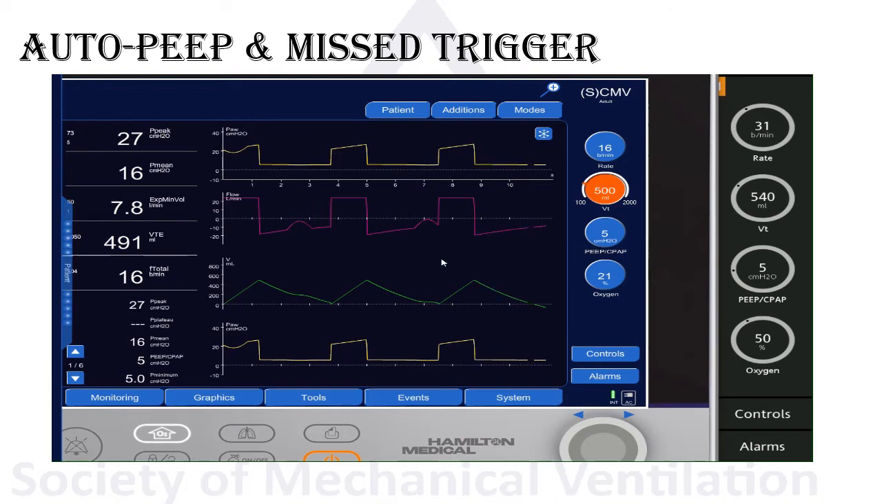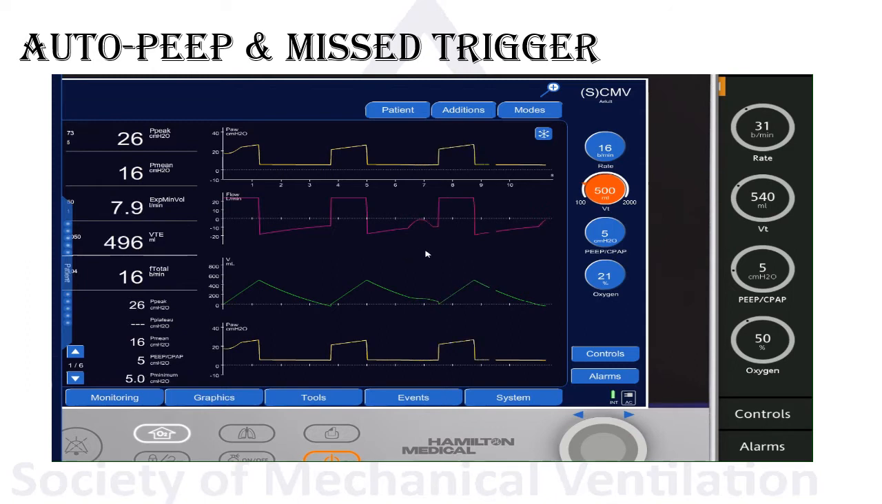of PEEP. So the patient, to trigger the ventilator, has to exert more pressure, overcome that auto PEEP to trigger the vent. So in this case here, you can see there's this bump on the expiratory flow, like this one, but there is no breath triggered immediately after. So this is a missed trigger, a missed effort. And it's important because this can be very uncomfortable for the patient.